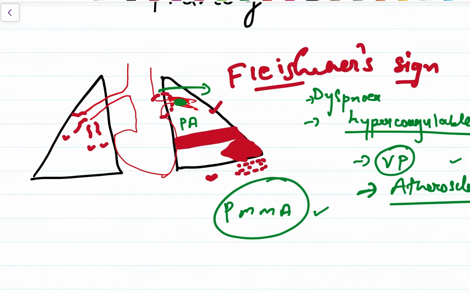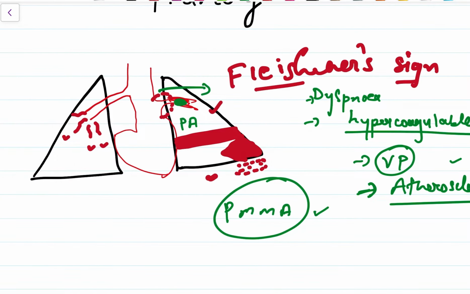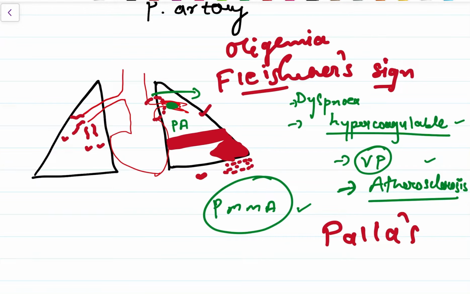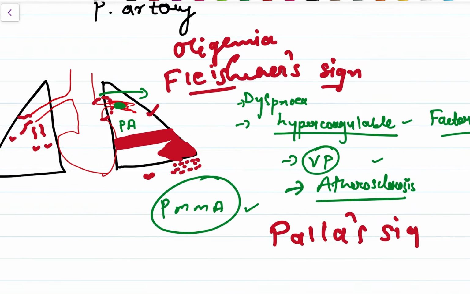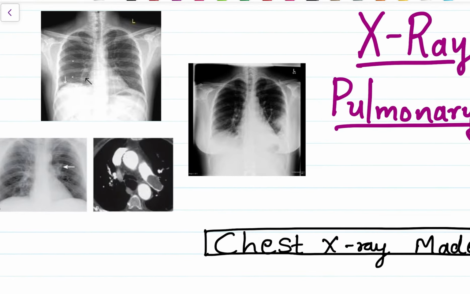Then we can have oligemia. So these are the findings. There can be Palla's sign also, which I will explain to you in the X-ray directly. So let's come to the X-ray findings.